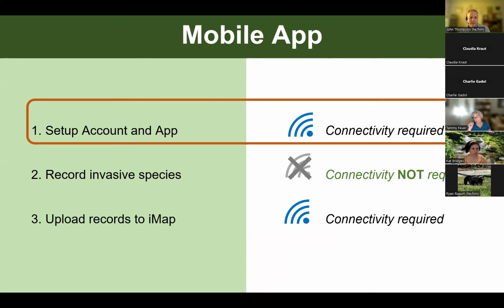So that's the first step, to set up the account and the app, and that requires connectivity. When you're recording invasive species, that doesn't require connectivity, but when you upload the iMap records, you need connectivity again. So when you set up your account, you want to sign into the app before you go out in the field, in case you don't have service out there. The actual recording of the invasive species, as I said, doesn't require a connection, but uploading to iMap will.